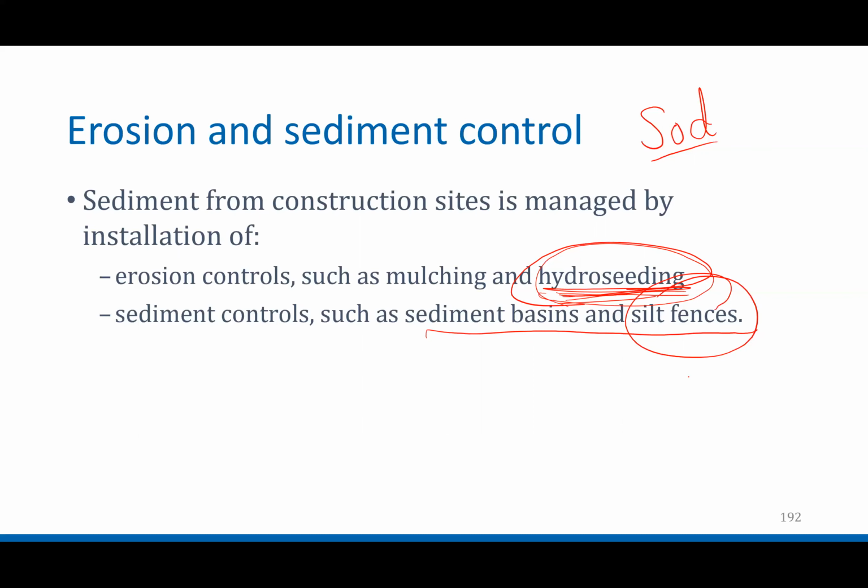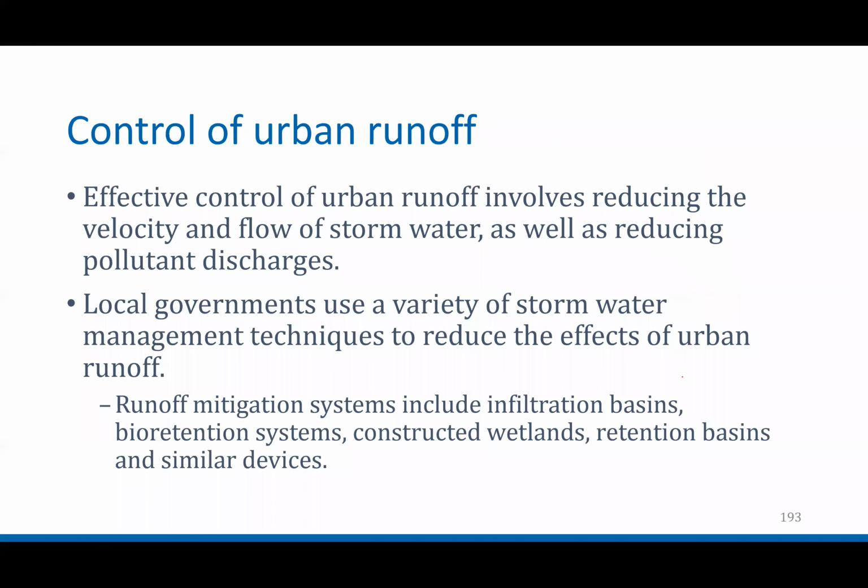A lot of times when we build roads and highways, we dig into the ground and earth, and we need to put fences up so that the silt, the ground, the soil doesn't wash over the road when it rains. So anyways, these are just some examples. I think we're getting to the end. Yeah, one more slide left.